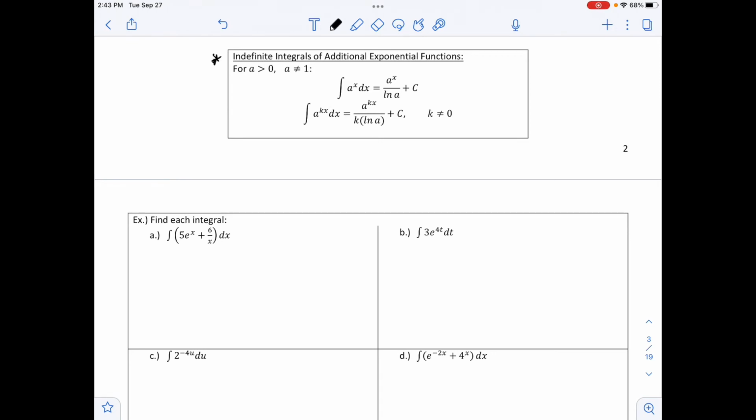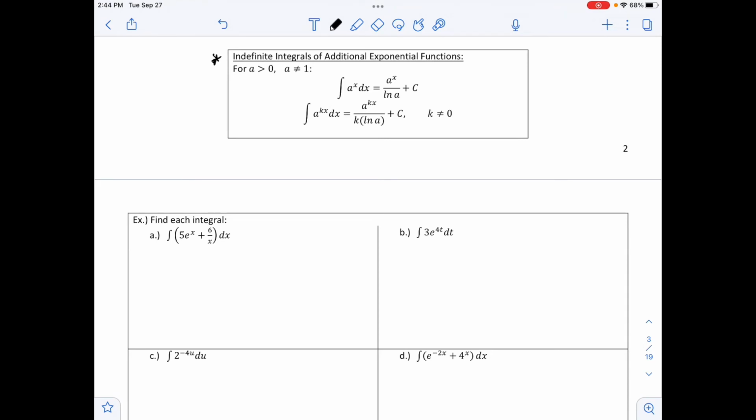It's going to be for a greater than 0 and not equal to 1. The integral of a to the x dx is equal to a to the x over ln of a plus c. And then the integral of a to the kx dx is equal to a to the kx over k times ln of a plus c, where k is not allowed to equal 0. The example at the top of the next page says find each integral.